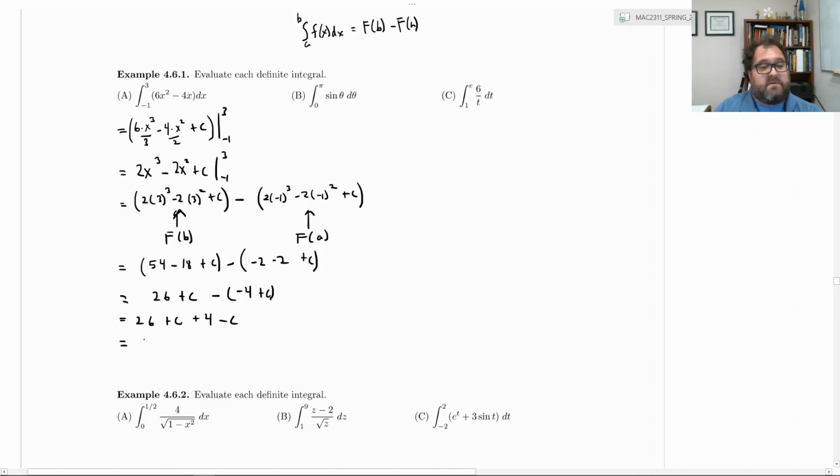And so now you see the reason that it does not matter if we include the plus c or if we let c equal 0 and don't worry about it, because we have plus c minus c. The c's will always add to 0, as long as you do your arithmetic, of course, correctly. So 30.